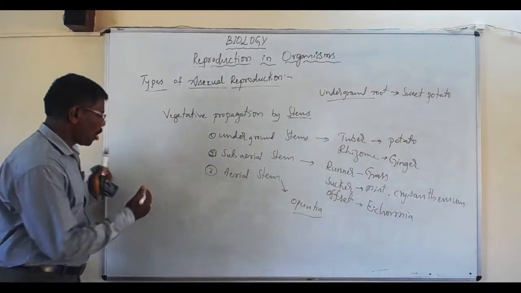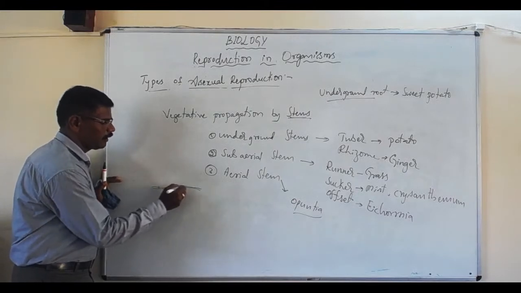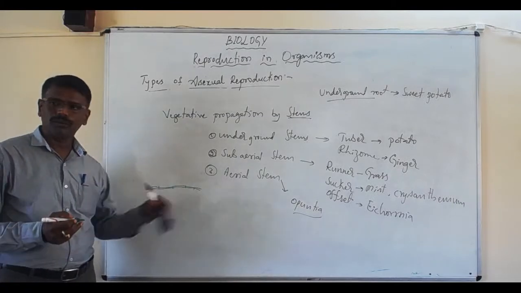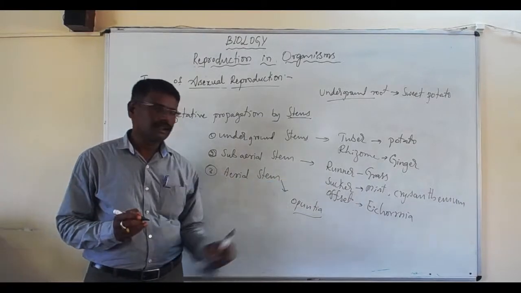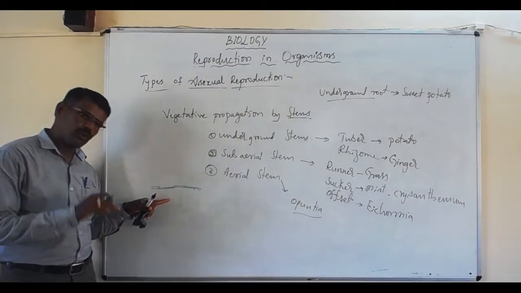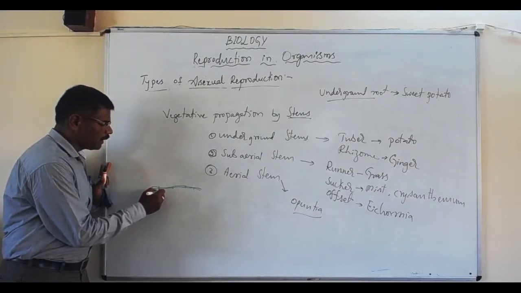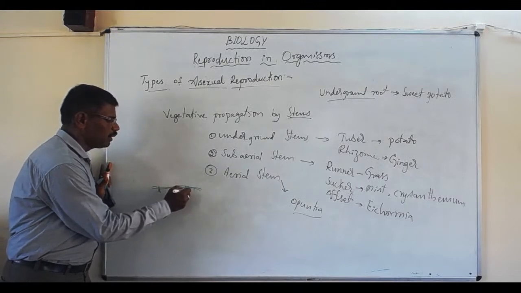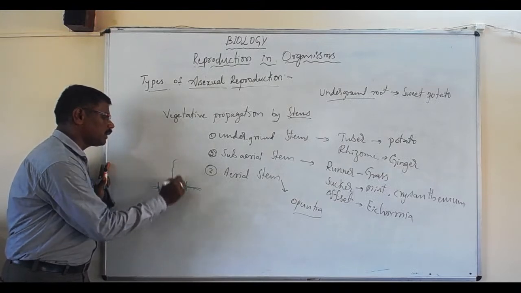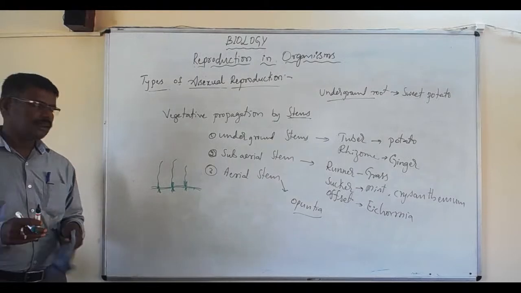In the runner, the grass grows on the surface of the soil. Even you see sucker, like the mint plant. It also grows horizontally on the earth. At every node, there is growth of roots and also buds. These buds grow as a new individual.